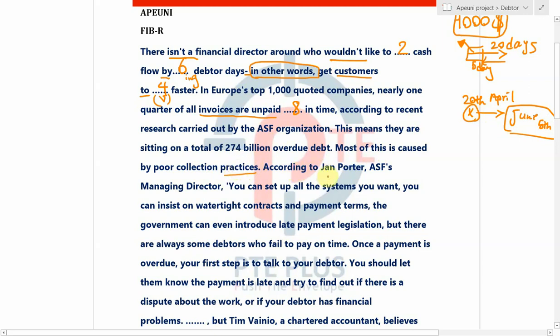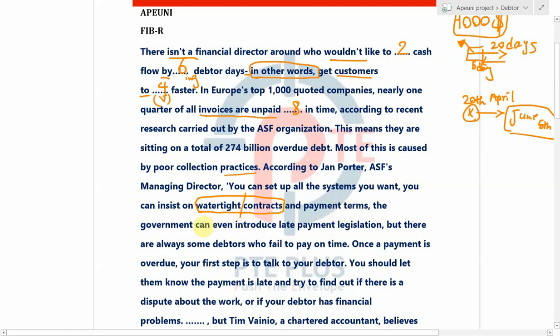According to Jan Porter, ASF's managing director, you can set up all the systems you want. You can insist on watertight contracts. It means waterproof, no doubt about it. There should be no ambiguity. Everything is clear, watertight, with no place to escape, no room for any misdemeanor.